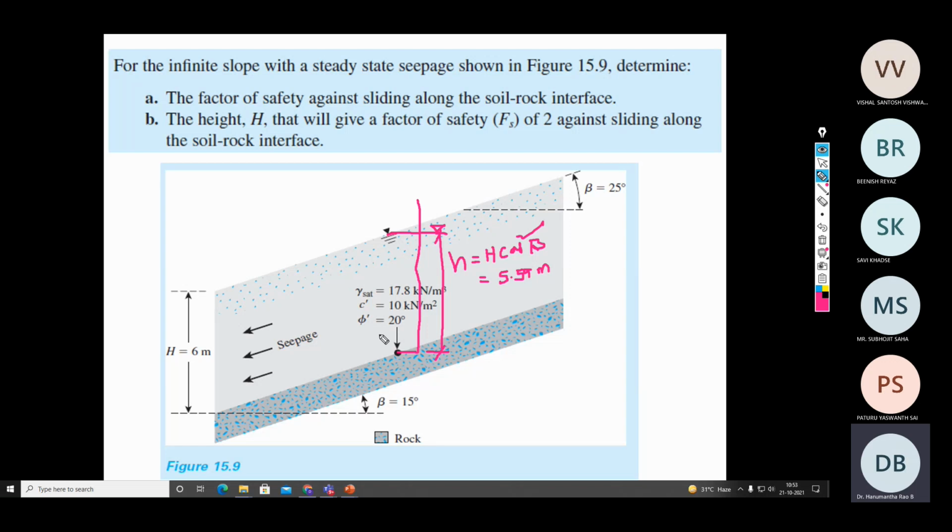So the total height of the slope is 6 meter, but the water level rise in the manometer is 5.59 meter. Refer to the previous class discussions on how to calculate this h. We have also derived the relationship between small h, that is water level rise, and capital H, that is the height of the slope or thickness of the soil.